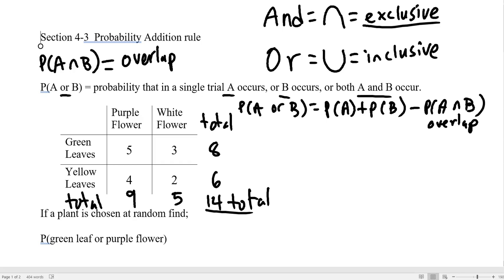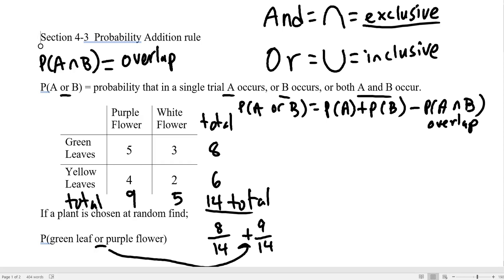So with the probability of getting a green leaf, there are 8 green leaves out of 14 total. "Or" means we are going to add the probability of getting a purple flower. Well, there were 9 purple flowers out of 14. Why don't I just say the answer is 17 out of 14? Well, first of all, that's nonsense. You can't have 17 out of 14, right?